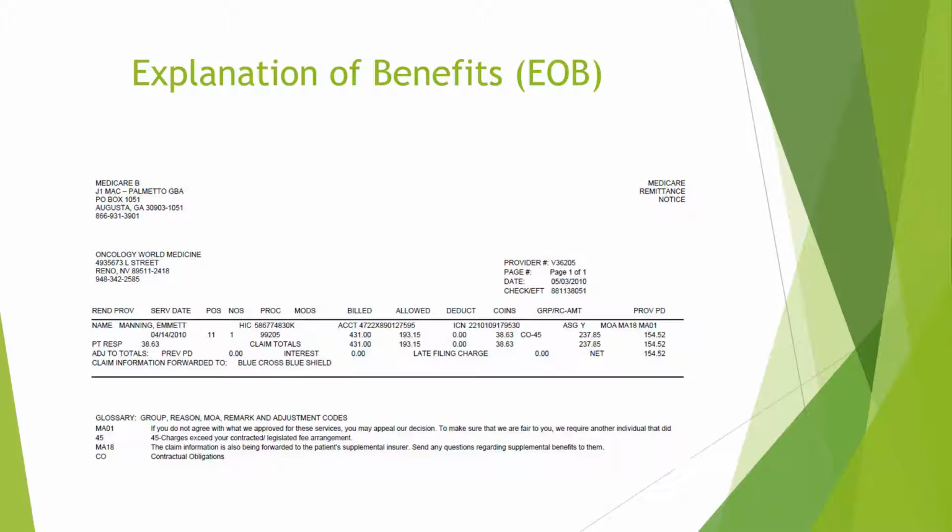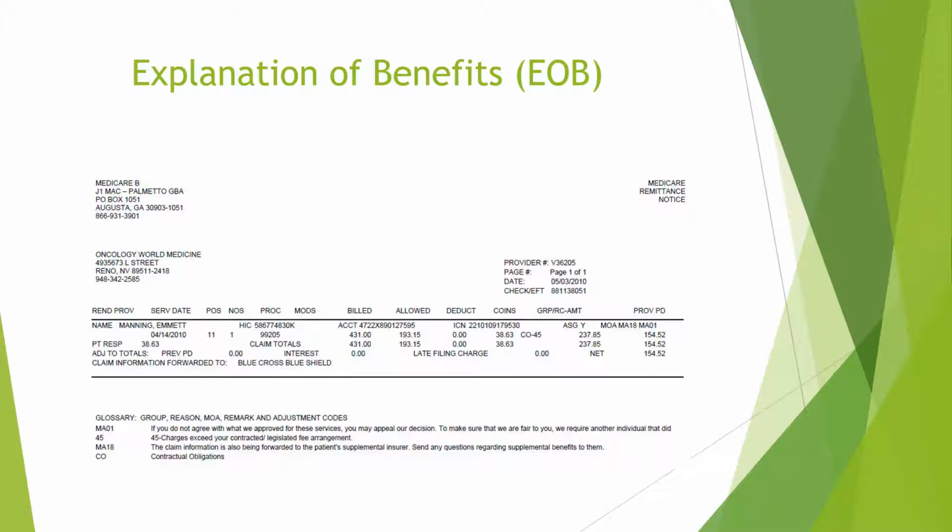So let's go over some of these codes down here at the bottom. So you've got the MA01 code. If you do not agree with what we approved for these services, you may appeal our decision. To make sure we are fair to you, we require another additional, which it looks like part of that is actually cut off. But this is telling us that if you're not okay with the decision that was made on this claim, you do have the right to appeal it. You will see some EOBs that will say that this claim may not be appealed. So in that case, there's really not a whole lot that you can do.